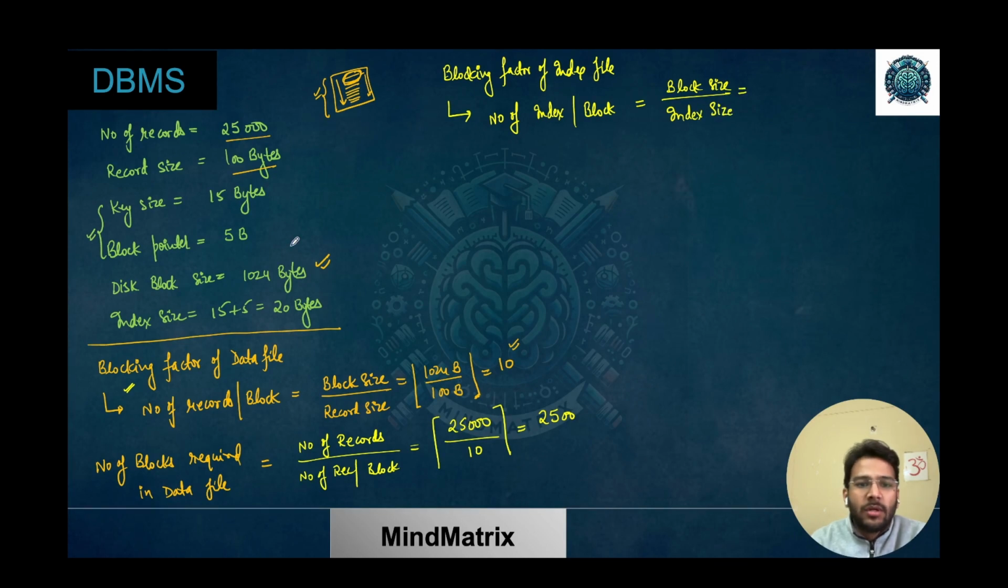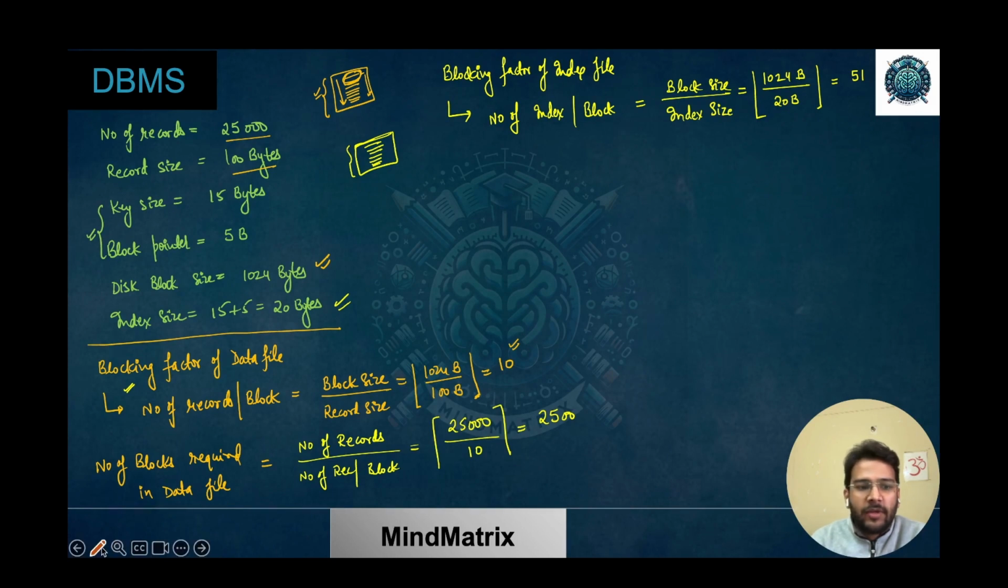So block size is what? That is 1024 bytes. Index size, that is 20 bytes, right? And you have to take the floor of it, as it is unspanned file organization. What do you get here? You will be getting 51 as the number of indexes per block. Now if we are saying this is the index block, so you have 51 indexes per block. Okay, so we have evaluated the blocking factor of the index file.